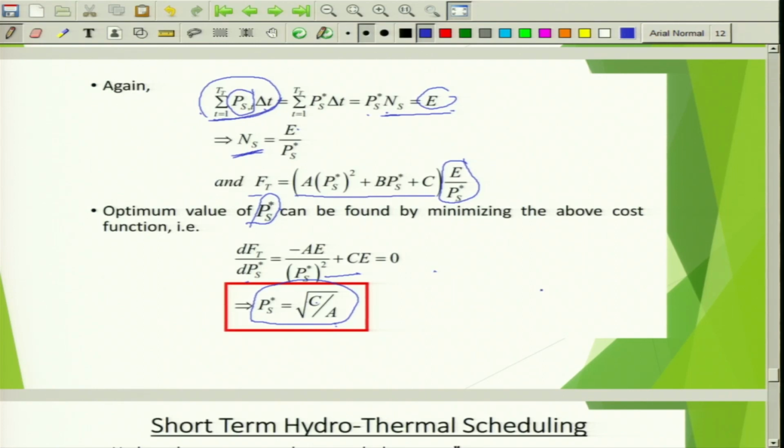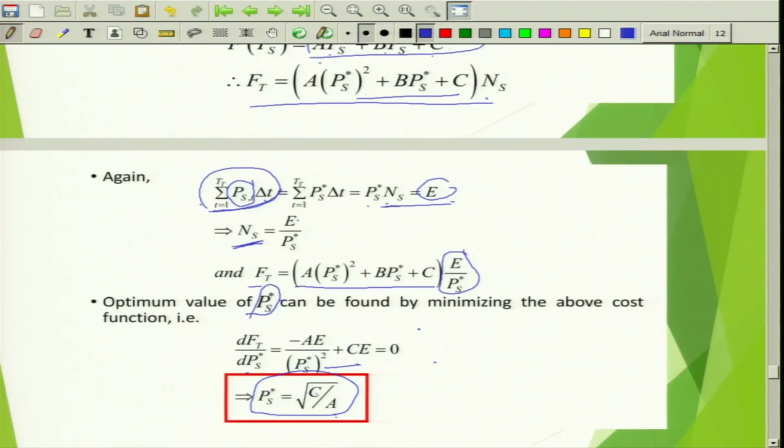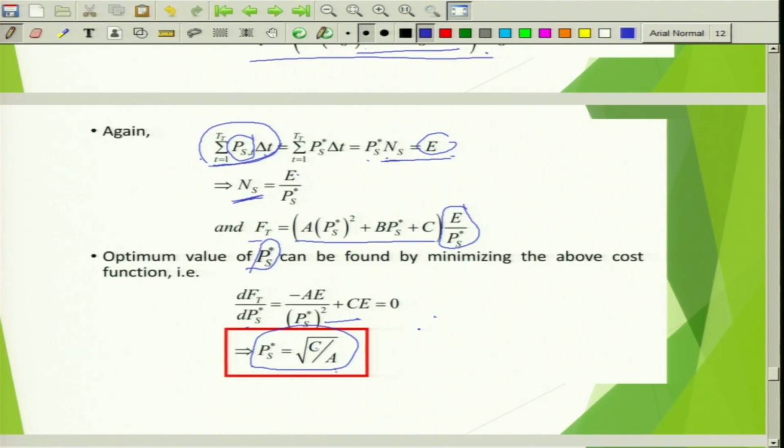If you know this, from the fuel cost, they have already given you these values, constants, right? A Ps square plus B Ps plus C. Square root of C by A will give you the optimum generation of a thermal power plant, considering hydro is large and it is available for all the time duration.